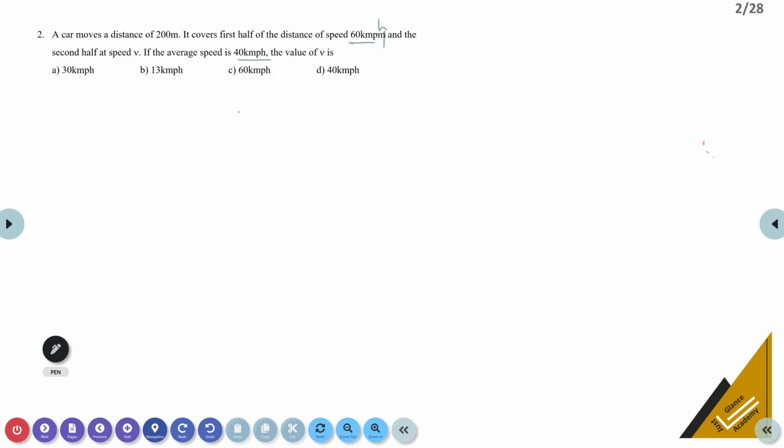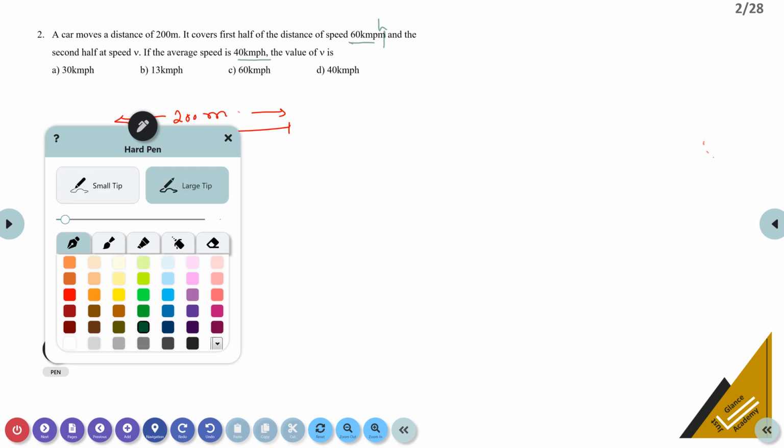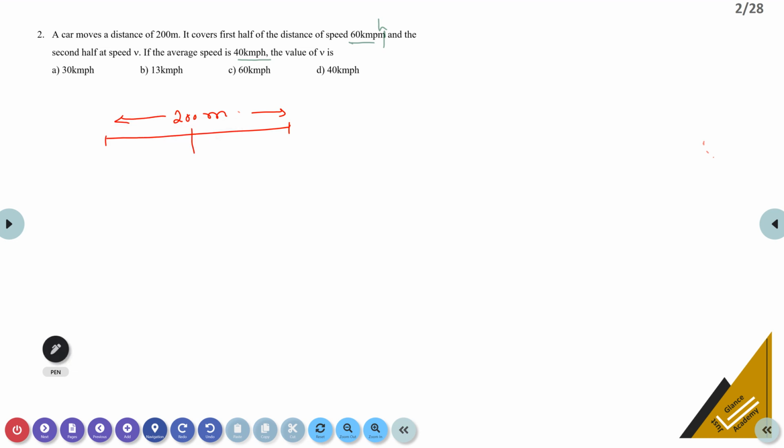Next. A car moves a distance of 200 meter. Total distance it moves is 200 meter. Here it covers first half of the distance, that is 100 meter with one speed and another 100 meter with another speed. First one it covers with 60 kilometer per hour.